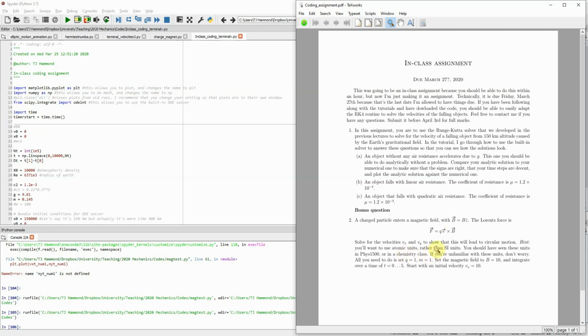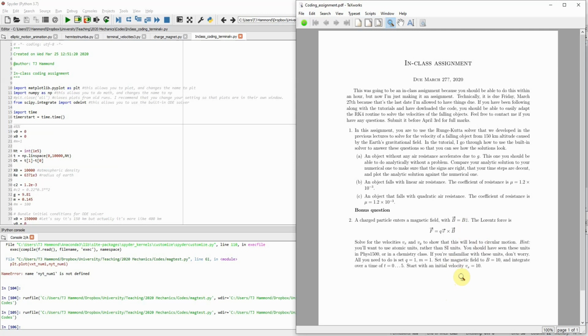So I recommend, if you use SI units, the charge of the electron is 1.602 times 10 to the negative 19 coulombs, and the mass of it is 9.11 times 10 to the negative 31 kilograms. And if you put it in some magnetic field, like 1 Tesla or something like that, these numbers are really small, and so it's sometimes kind of hard to work with. Sometimes the computer doesn't like working with such weird small numbers.